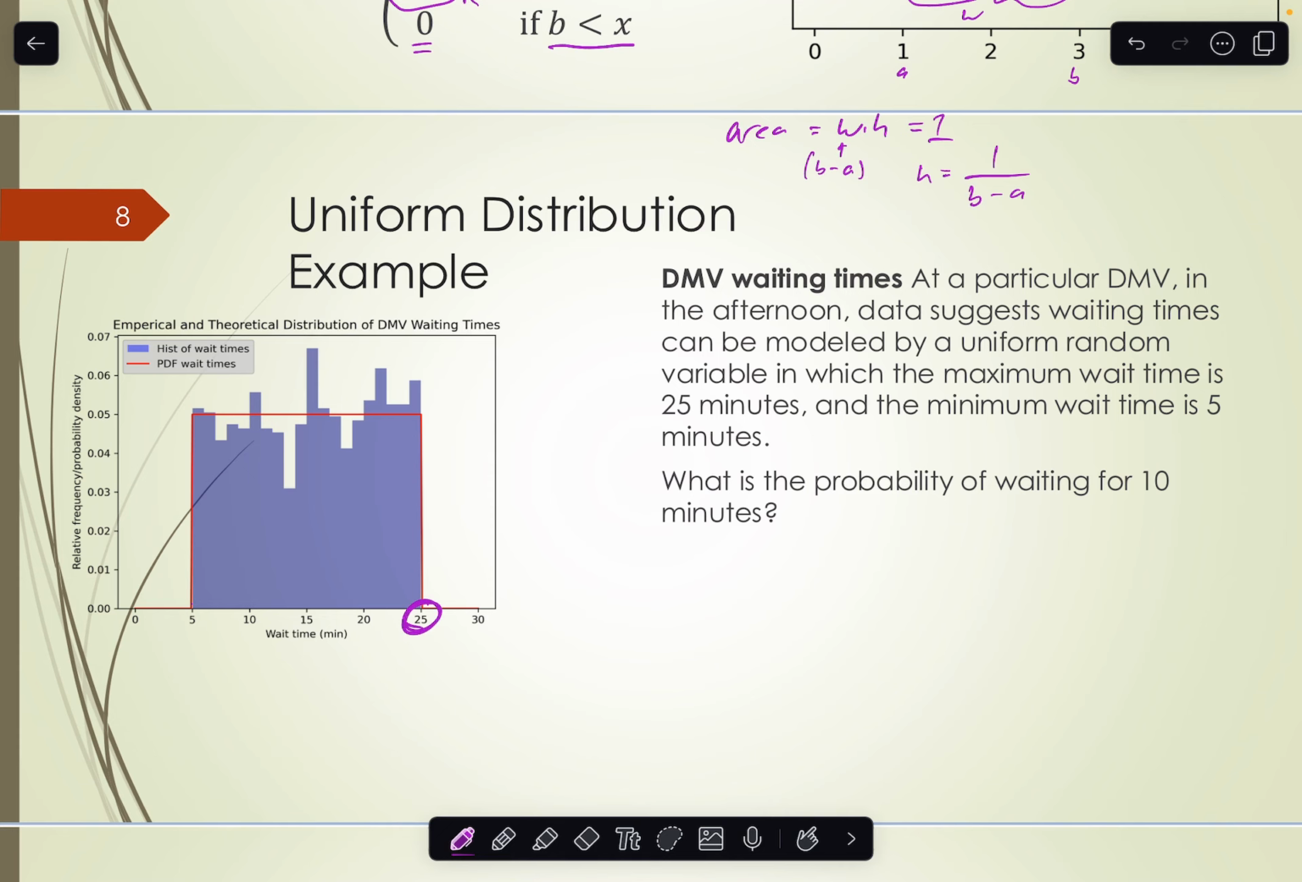And the minimum wait time is 5 minutes. Okay, so perhaps somehow the DMV has these measures in place to make sure that waiting time is uniformly distributed between 5 and 25 minutes.